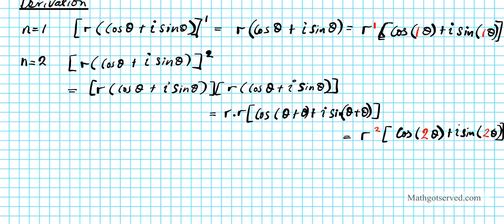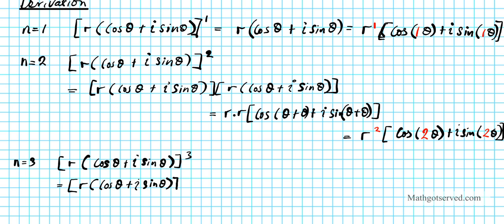Okay, so how about we have a situation where n equals 3. For n equals 3, we're going to have r times cosine theta plus i sine theta raised to the third power. Okay, what does this mean? It means we have to multiply this by itself 3 times. So we have r times cosine theta plus i sine theta, times r times cosine theta plus i sine theta, the third copy, times r times cosine theta plus i sine theta.